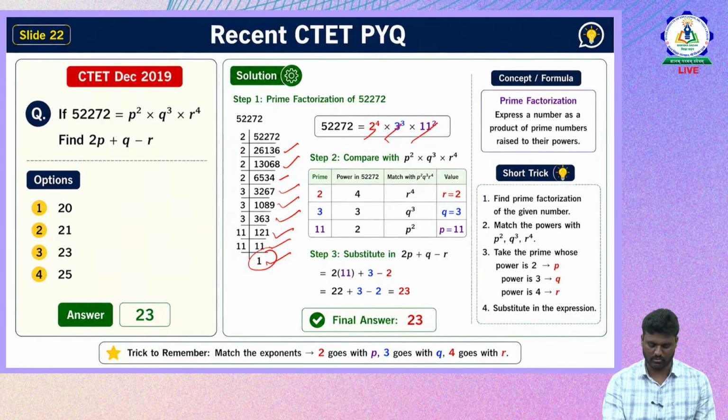1 2 3 4. So therefore 2 to the power of 4. How many 3's are there? 3 are there. Okay, 3 to the power of 3. So how many 11's are there? 11 to the power of 10. So this is a fact from the prime factorization of the given number.